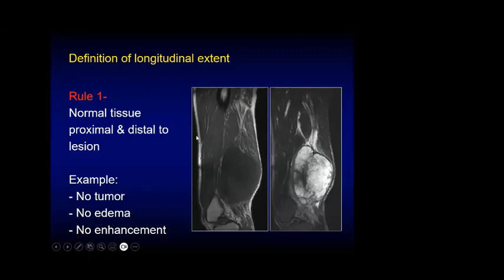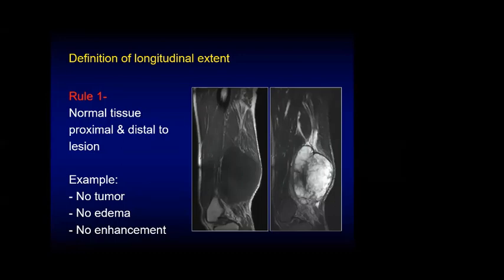This is the major factor for the surgical decision and the surgical planning, because at the end of the day, the reason why we are doing the MRI scan is actually to help the sarcoma surgeon decide how big the surgical resection is and the free margin is.